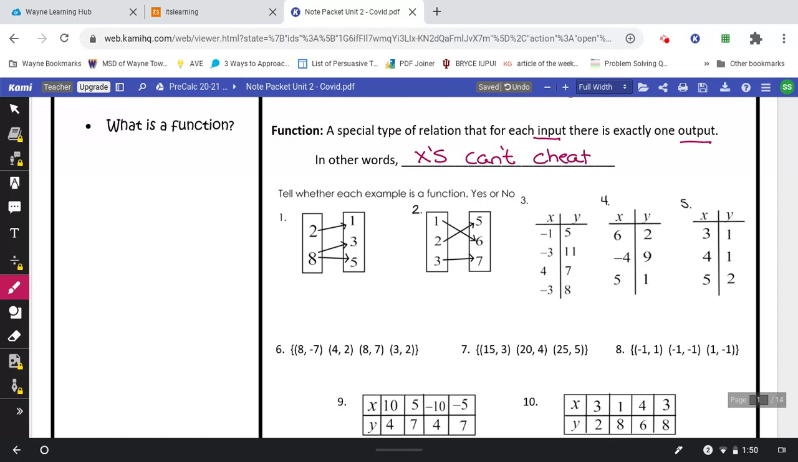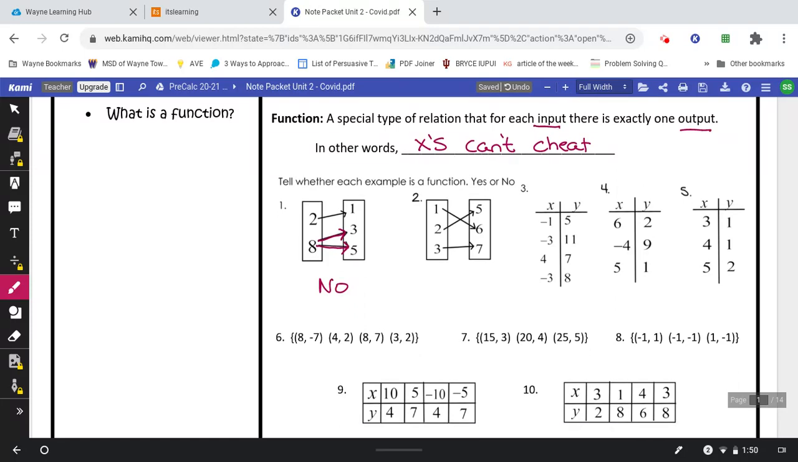So on problem number 1, 2 is paired up with 1. The x is not cheating. The 2 is paired up with 1. But when you look at 8, 8 is paired up with 3, but 8 is also paired up with 5. So for each input x, here it has 2 outputs, the 3 and the 5. So we would say, no, that is not a function. If you want to think about it a different way, think about it as like a dating relationship. 2 is dating 1. That's all good. 8 now is dating 3 as well as dating 5. So the x is cheating. So that is not a function.